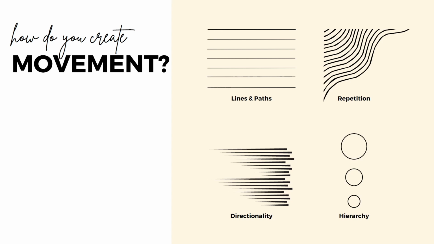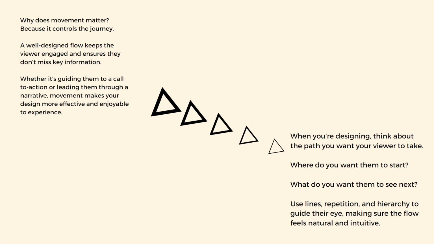So how do you create movement? You're going to use lines, you could use paths, you can use repetition of some sort, you can use the directionality we talked about in lines, like the powerful use of the arrow when you're using it right. It is going to create that sense of direction, and hopefully it's towards the composition and not away from the composition. And as well, you're going to create movement through our friend hierarchy.